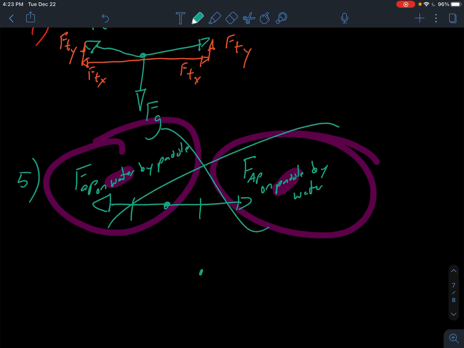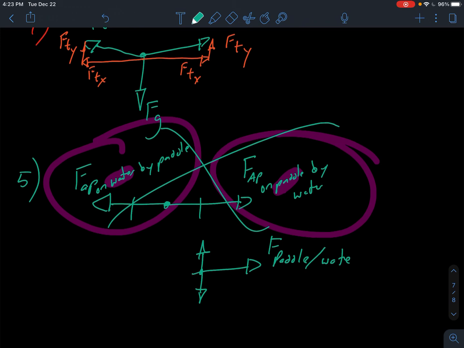So if we just look at the boat, we can ignore the upward and downward forces. The paddle is pushing the boat forward. We'll just say paddle slash water, because really it's the water pushing back on the paddle. And then what's resisting the boat? A little bit of friction. So for any Newton's third law pair, the forces are equal, but you have to pick one object to look at or analyze.